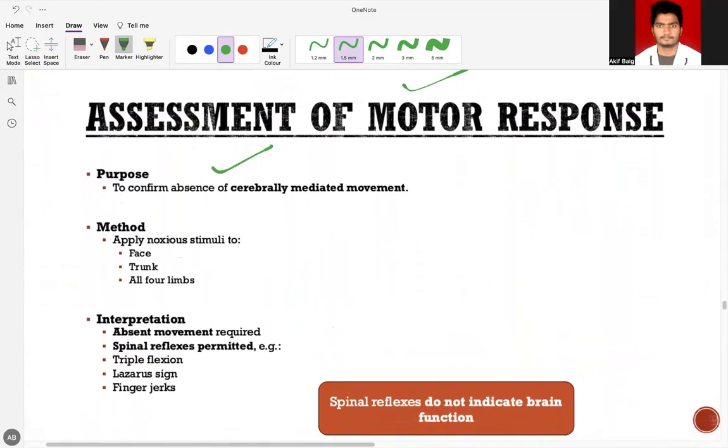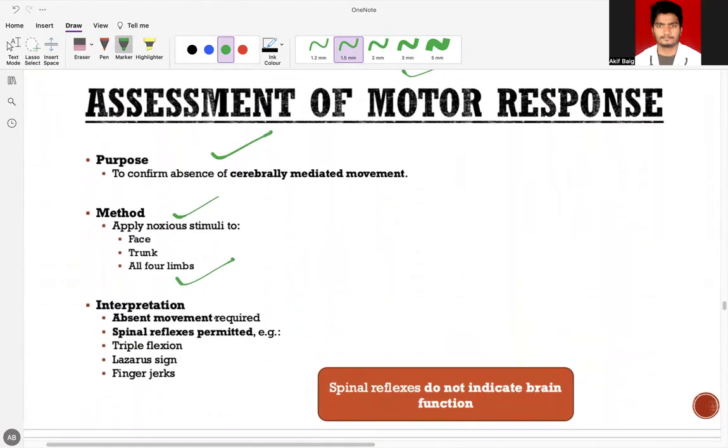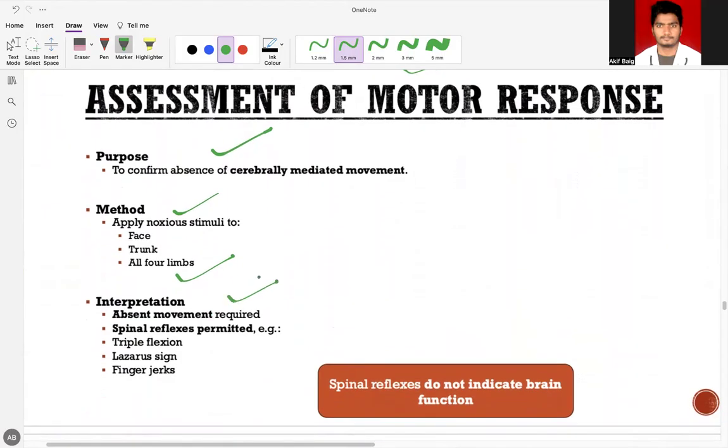So apply noxious or severe stimuli to the face, trunk, and all four limbs, and absent movement is required. If the patient is in coma, there will be no movement. There are a few spinal reflexes which a patient can have, which are because of the spinal cord functioning, not because of the brain functioning. Suppose the patient is brain dead with both cerebral and brainstem not functioning, a few reflexes can still be present because of the spinal cord.